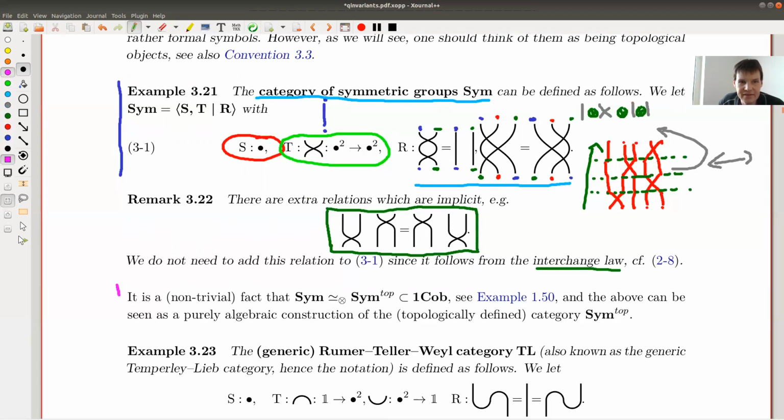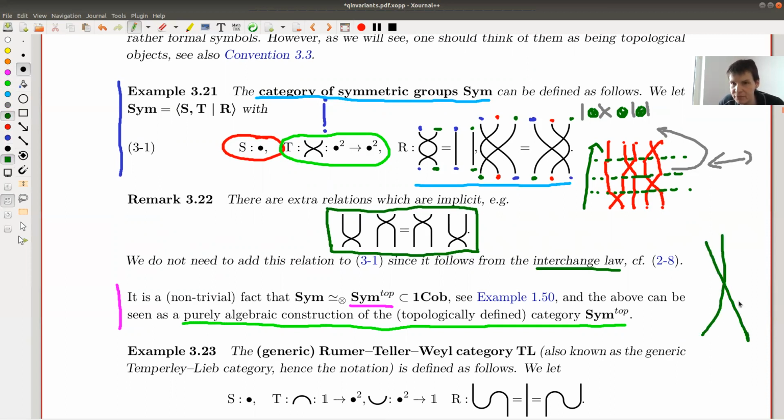And okay, it's a non-trivial fact that Sym is actually isomorphic to some kind of topological version of Sym, which is a subcategory, certainly not a full subcategory, of one-dimensional cobordisms. And this just means that this algebraic description is a very slick and combinatorial algebraic construction of this category Sym top. And this is not quite obvious, because it kind of means that I could draw any diagram I want to draw, something like this.